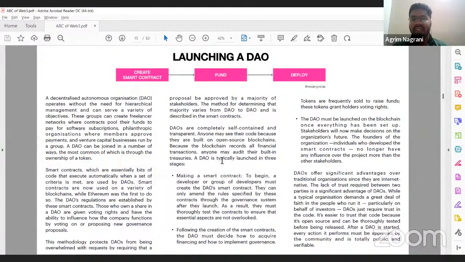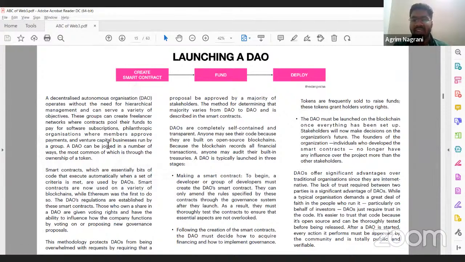Once they are done with creation of the DAO, they can introduce the tokens, which can be utilized for the funding purpose. As the number of users on that DAO increases, they can get funding through selling these tokens, exchanging or trading them for various fiat currencies and cryptocurrencies. Once they have an appropriate amount of funding, they can proceed towards the deployment of that DAO. So the DAO is completely launched on the blockchain.